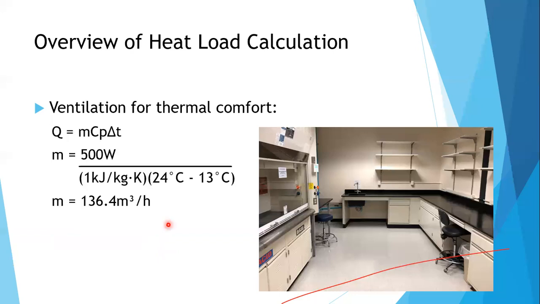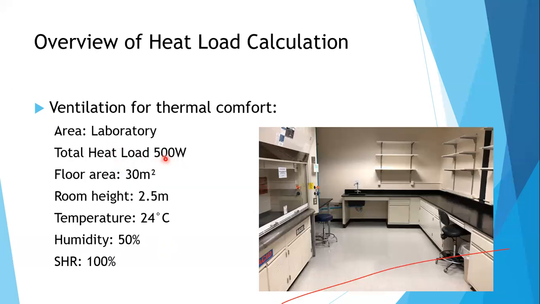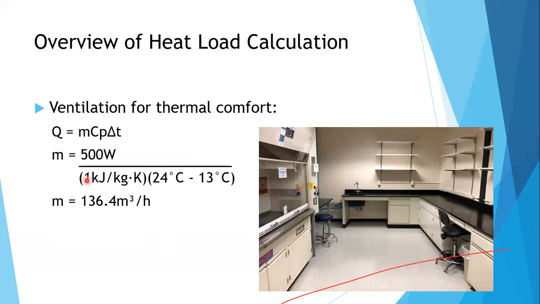Right? So again, using our formula, Q is equal to m Cp delta T, where Q is the total heat load, m is the air flow rate, Cp is the specific heat of air, and delta T is the difference of temperature. So 500 watts, and 1 kilojoule per kilogram per Kelvin is a constant, the specific heat of air.